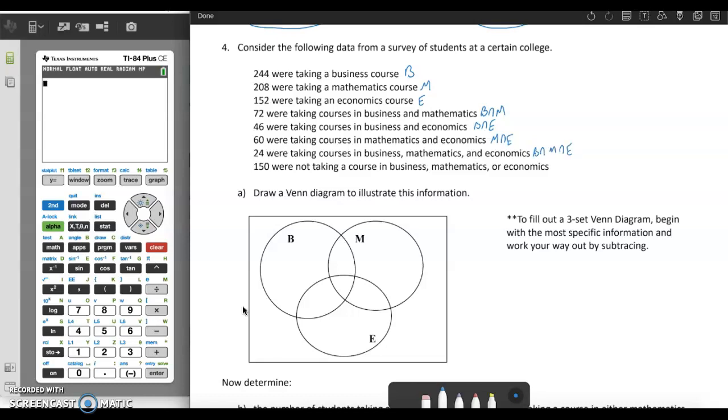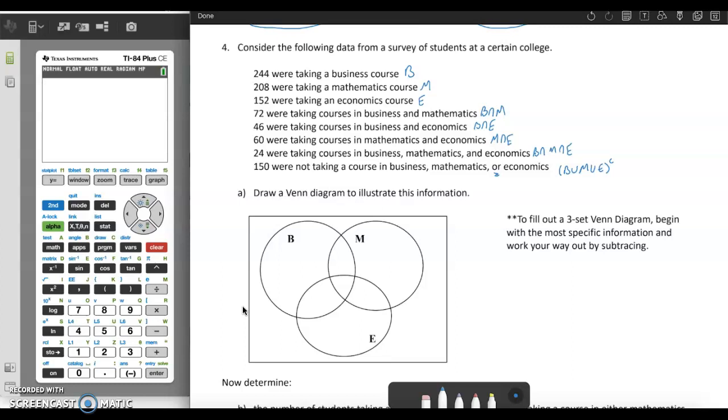And 150 were not taking a course in business, math, or economics. They were not taking those. So this would be like the parentheses B union M union E, close it up, the complement of that. So that many people were not taking any of those. First, we want to draw a Venn diagram to illustrate this information, and then we want to answer some questions.